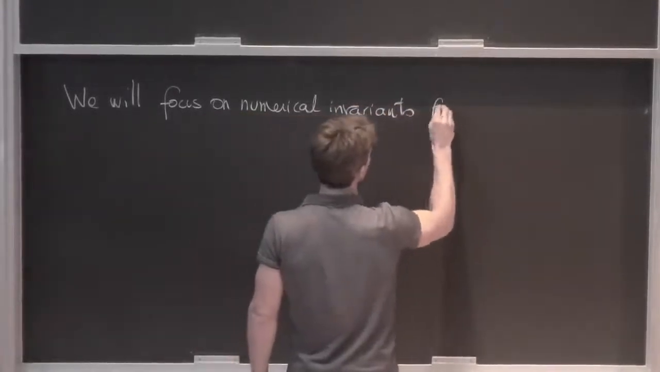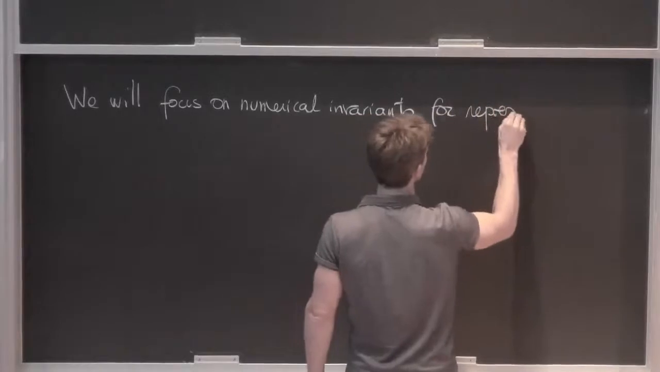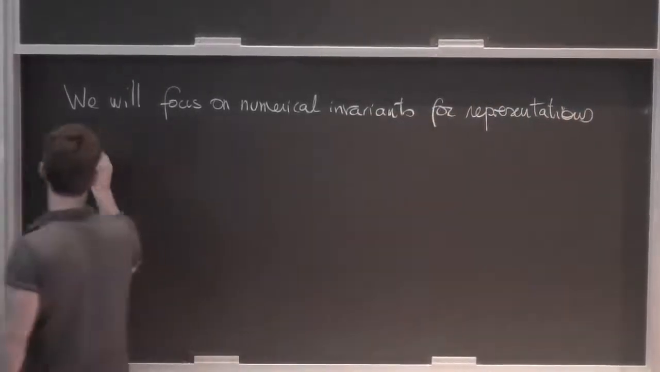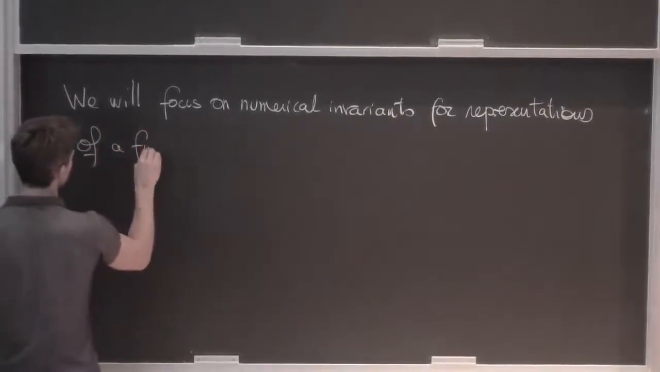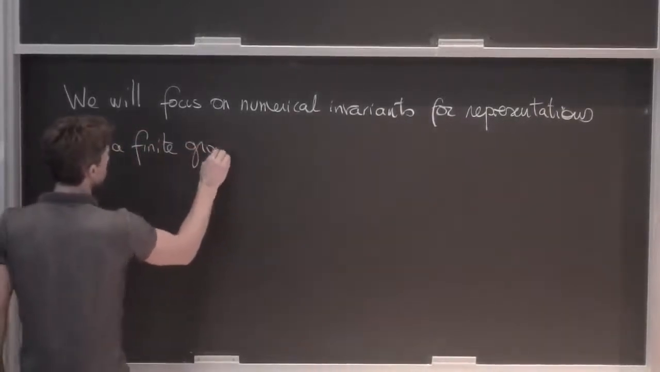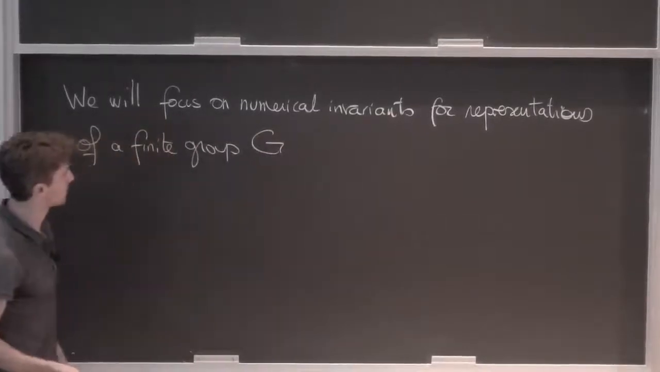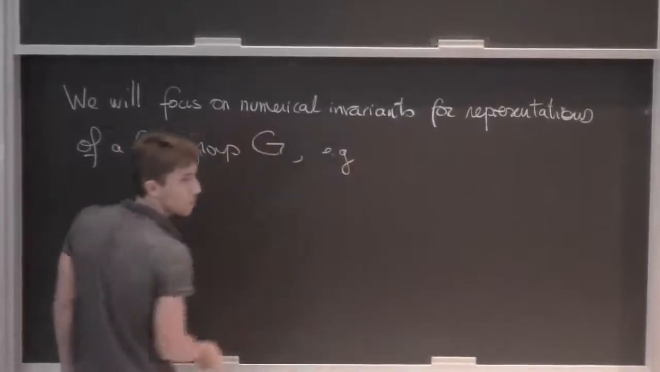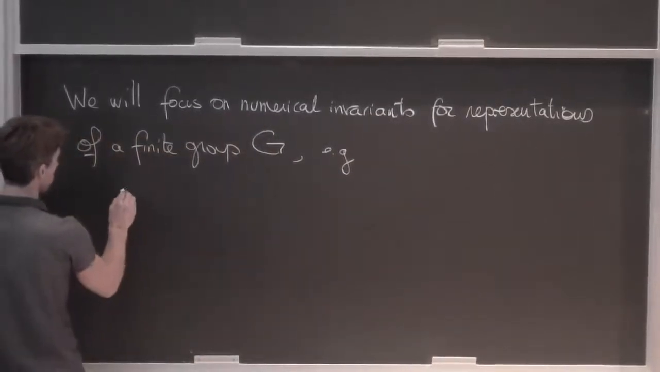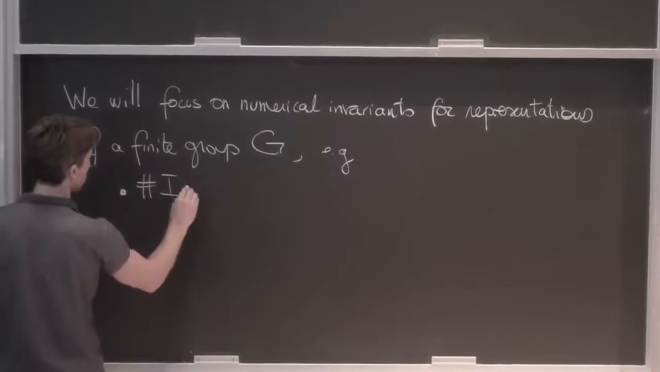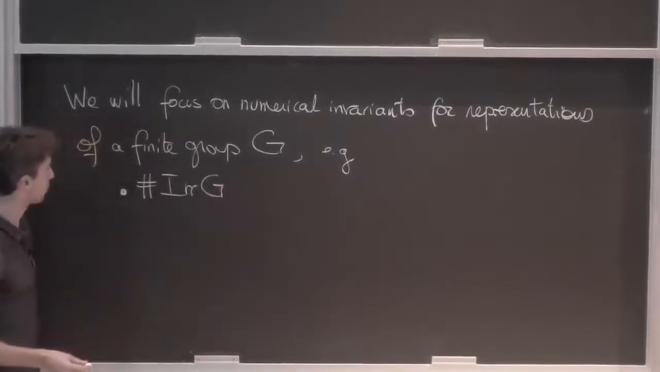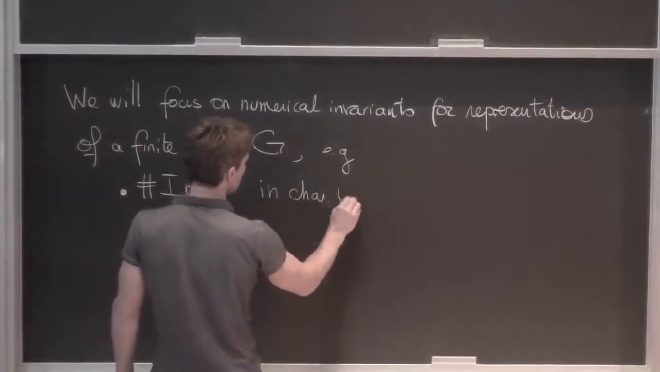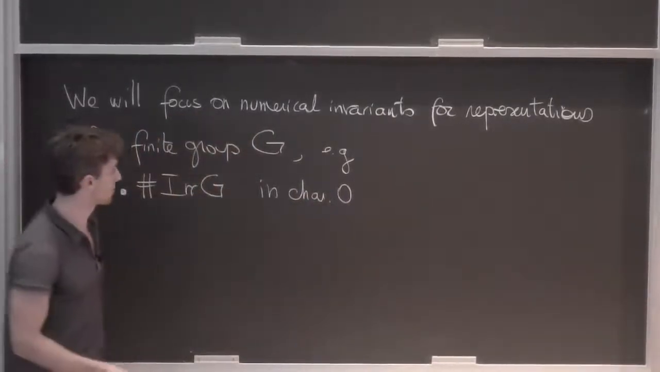Invariants for representations of a finite group G. And by that, I mean, as an example, the number of isomorphism classes of irreducible representations. Okay, so it could be either in characteristic 0 over C, for example, for complex representations.